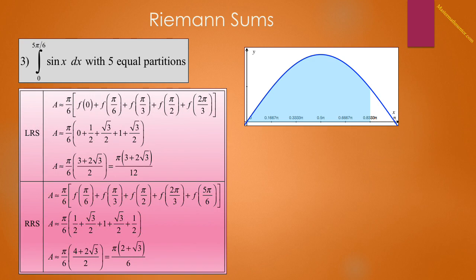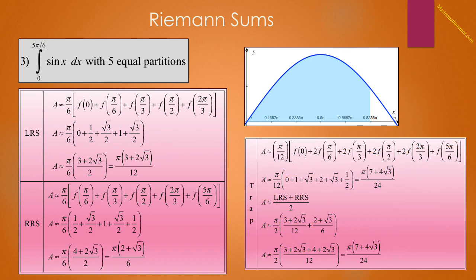For the right Riemann sum, the area is approximately pi over 6 times f of pi over 6 plus f of pi over 3 plus f of pi over 2 plus f of 2 pi over 3 plus f of 5 pi over 6. Again, we're taking the sine of each of those angles, and we get pi over 6 times the quantity 1/2 plus the square root of 3 over 2 plus 1 plus the square root of 3 over 2 plus 1/2. This gives pi over 6 times the quantity 4 plus 2 square root of 3 over 2, and we get pi times the quantity 2 plus the square root of 3 all over 6.